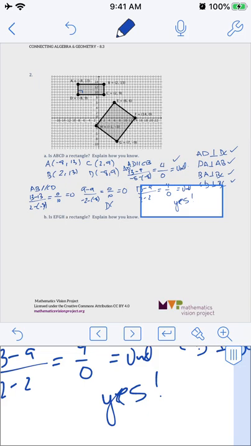Check out EFGH now. Is that one a rectangle? Pause the video and try it on your own.